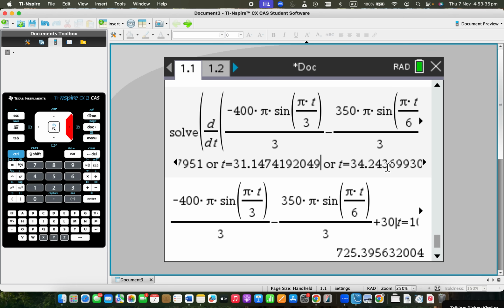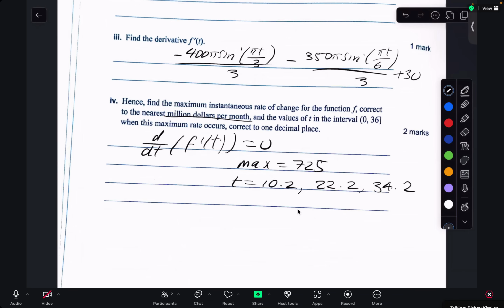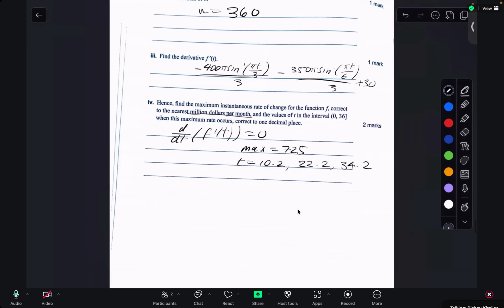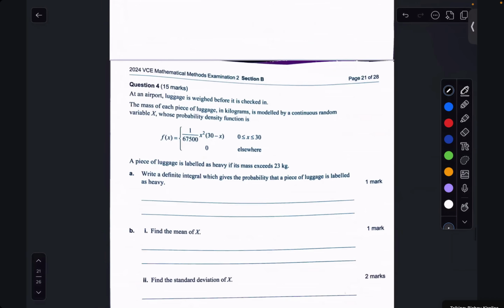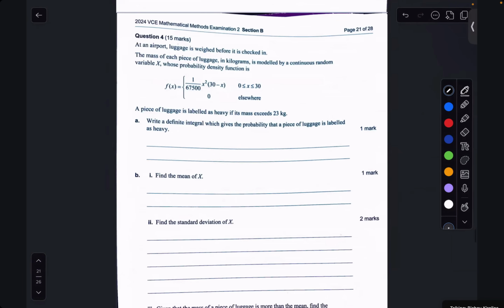Okay, and it's to 1 decimal place. So its maximum is 725.4. So it's the nearest $1 million per month, so that's 725. But the values of t are 10.2, 22.2, and 34.2. So I think that's a way that you save time for this question, because there are so many values. Okay, so I finished that rubbish question.